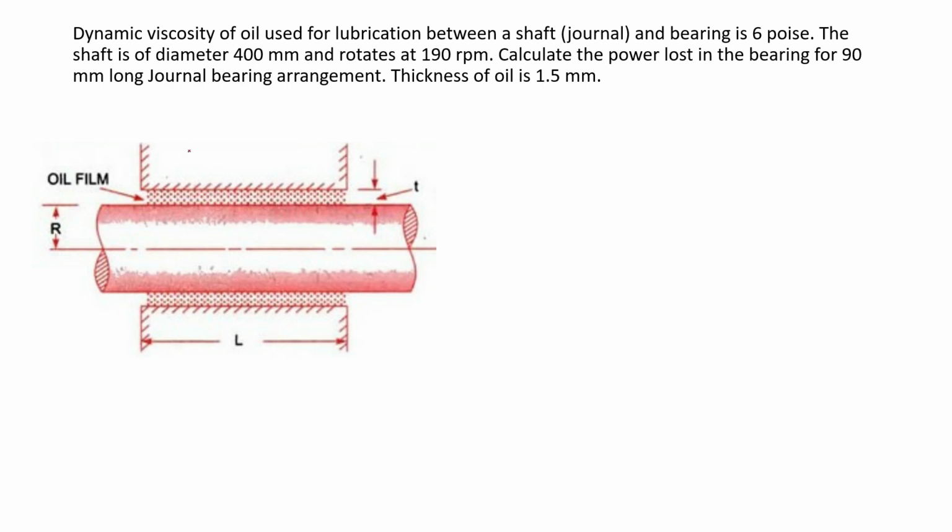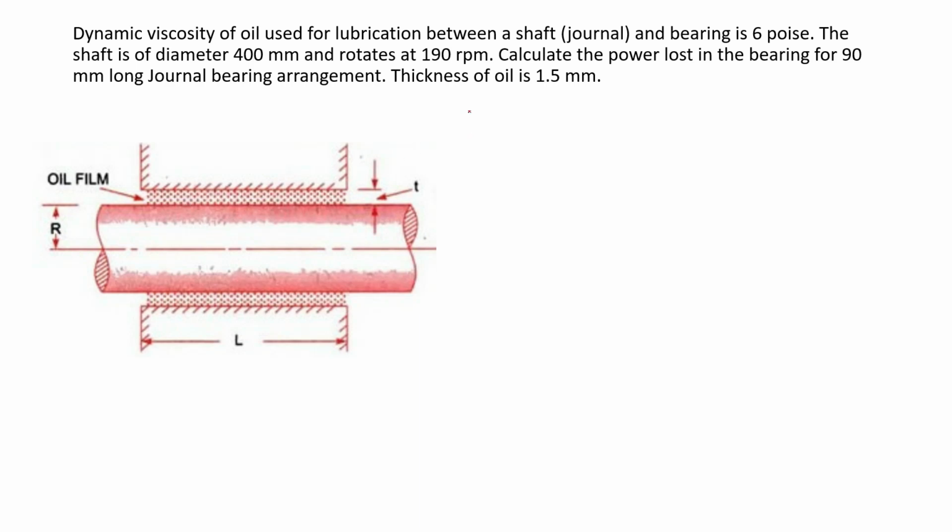So you need to find the power lost in the bearing. The power is lost because of the friction due to the liquid. This journal is rotating in this bearing, so since it has to overcome the friction due to the oil, that is due to the viscosity of the oil, you need to find out the power lost.